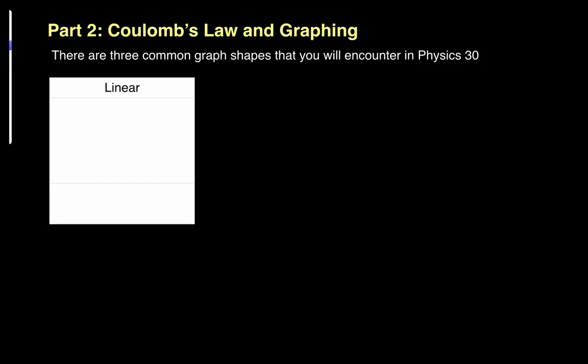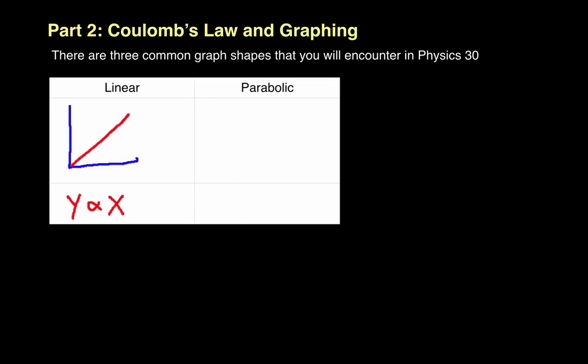The first is linear. A linear graph will always form a straight sloped line and will have an equation that looks like y proportional to x with no exponents. You should also be able to recognize a parabolic graph. A parabolic graph is curved, like a parabola, and will always have a formula that looks like y is proportional to x squared.